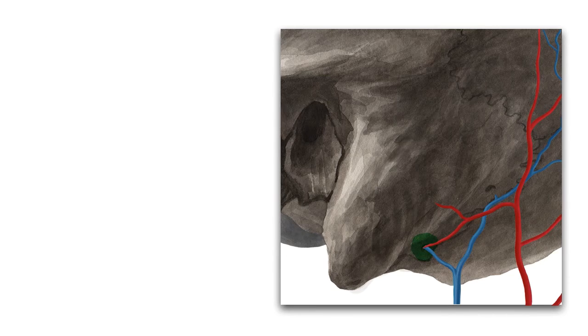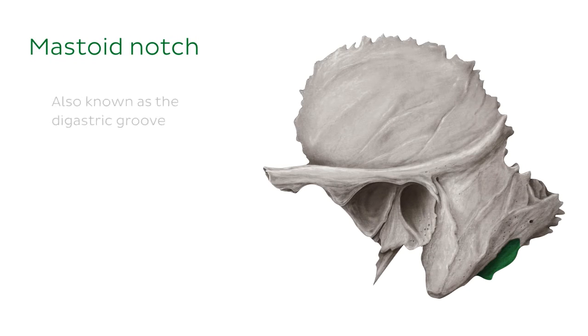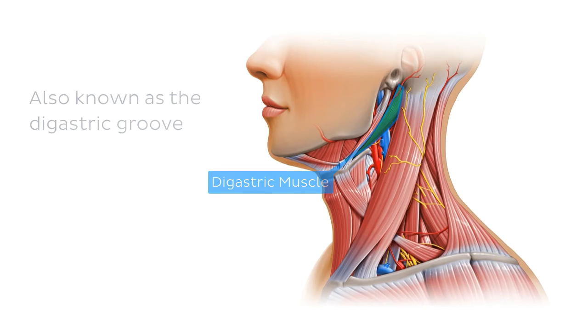If we continue to look at the lateral view of the temporal bone, we can see that there's a hollowed out area highlighted in green. This is known as the mastoid notch and is sometimes referred to as the digastric groove. The digastric muscle attaches to this structure. Now we'll switch our view to look at the interior part of the temporal bone.